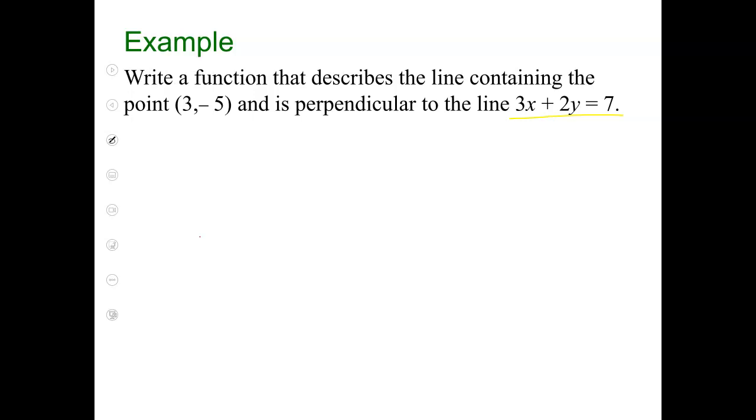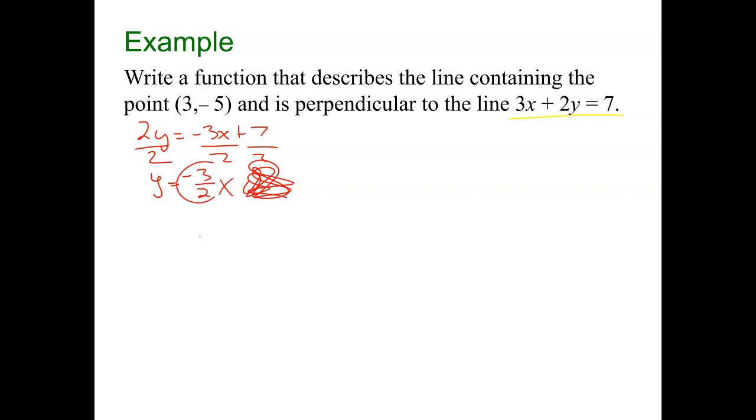So, slope intercept form. 2y equals negative 3x plus 7. y equals negative 3 halves x. And then again, I literally don't care about the rest because the only thing I needed was the slope. I don't care about the rest of the equation. So if this line has a slope of negative 3 halves, I need to get its opposite reciprocal for the perpendicular line.